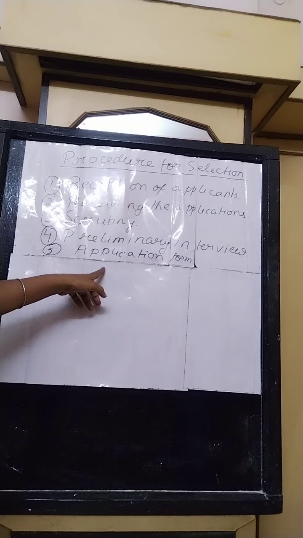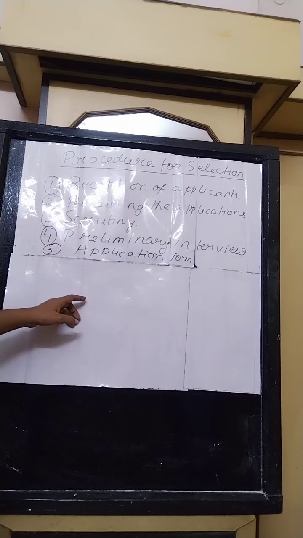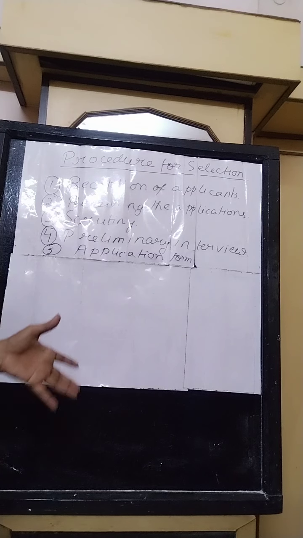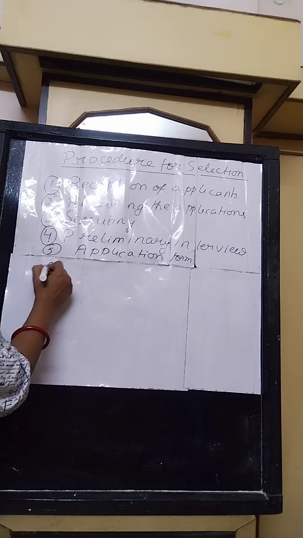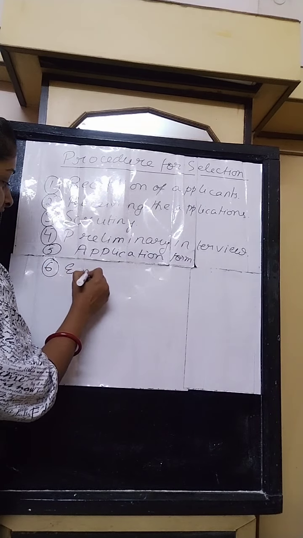Generally, the information related to these kinds of data which I have told you right now is collected in the blank application form. Detailed information is to be given in this application form. Now comes the next step, the employment test.